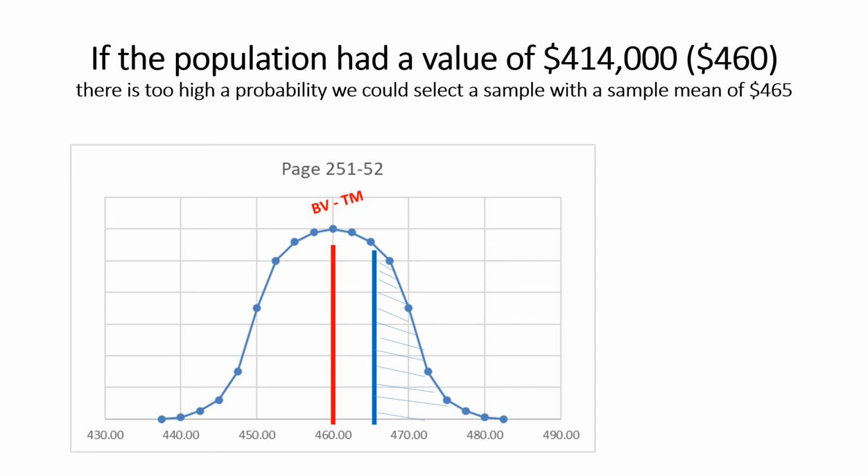465. Oh my gosh. Look at that. Does that prove that the true value of the population exceeds 460? Not very persuasive, because if the population had an average value of 460, we would expect a reasonably high possibility that we could get a sample mean of 465. So that doesn't provide us enough confidence. There's too much risk that a sample mean of 465 could have in fact come from a population with an average value of 460.